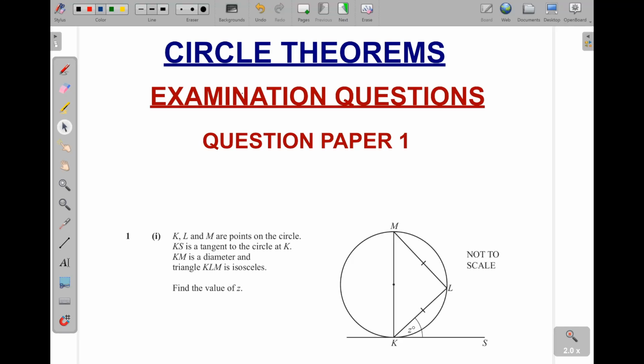This is Simon taking you through circle theorems, and these are examination questions for this question paper 1. Now let's take a quick look through the circle theorems.